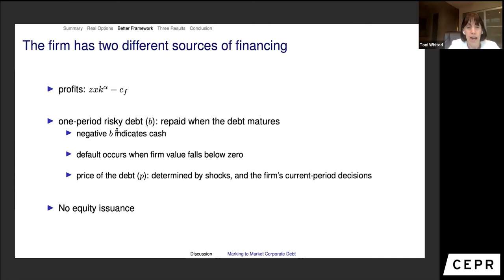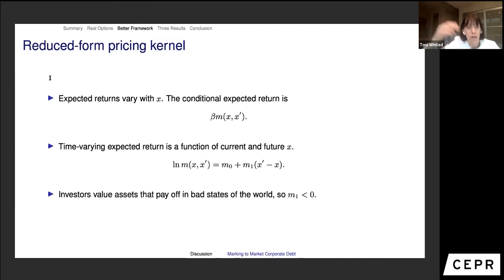So you've got everything except for one thing. There's no asset pricing implications because there's no pricing kernel. So you could just have expected returns vary with X. And so the conditional expected return is B times some function M of today and tomorrow's shock. And then you could say that the time varying returns function is a function of current and future X. I don't know, this would work. Just have that be a function of the difference between tomorrow's X and today's X. The important thing is you want investors to value assets that pay off in bad states. So you'd want M1 to be less than zero.